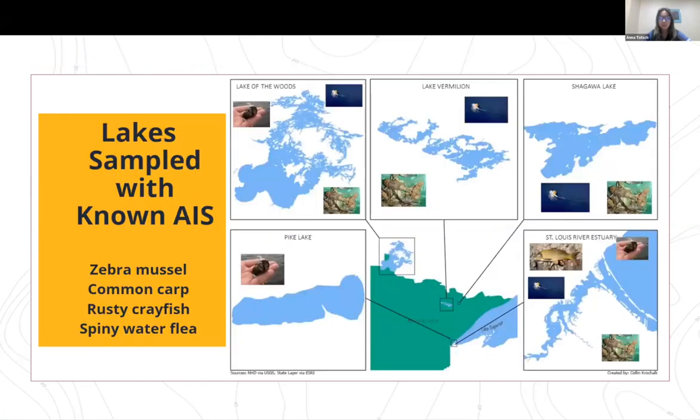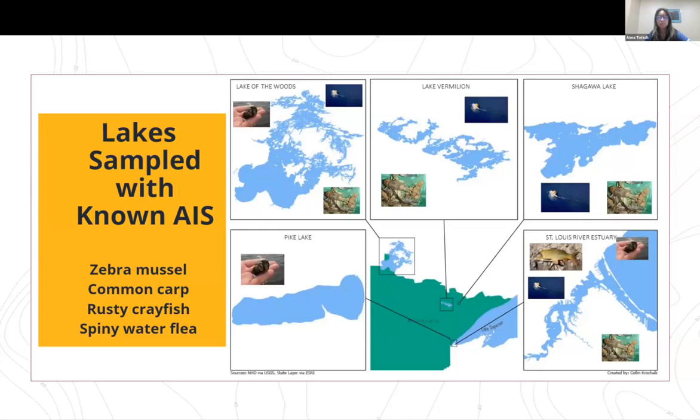Thank you. For our research, we went to 5 different lakes in the northern region of Minnesota with known AAS establishment, which has been verified by the Minnesota Department of Natural Resources. These AAS include zebra mussel, common carp, rusty crayfish, and spiny water flea. These lakes were selected based on the fact that our multiple species of interest were contained in a couple of these lakes, and they all contain different abundances of these AAS.